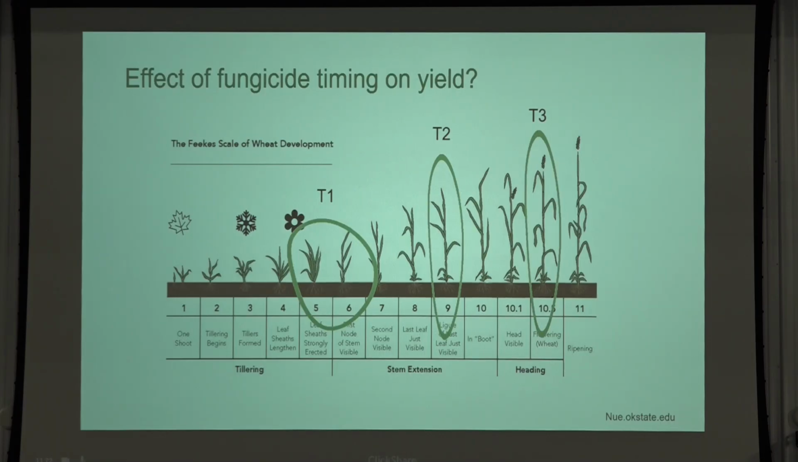Partly I did this because I was really curious about this T1 timing, because I hear, oh, we're going to go across the field anyway with a herbicide, so we're going to spike in some fungicide. Okay, that's fine, but why are we doing that, right? So we're curious about the yield impact from that T1 fungicide and these other timings too.